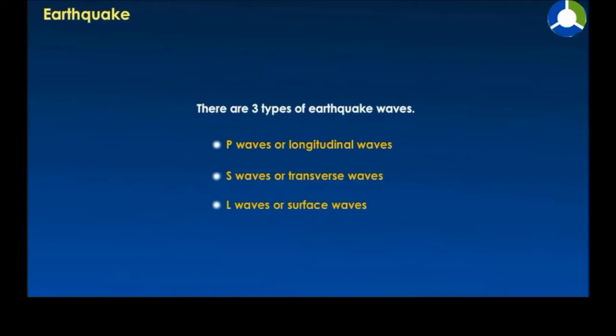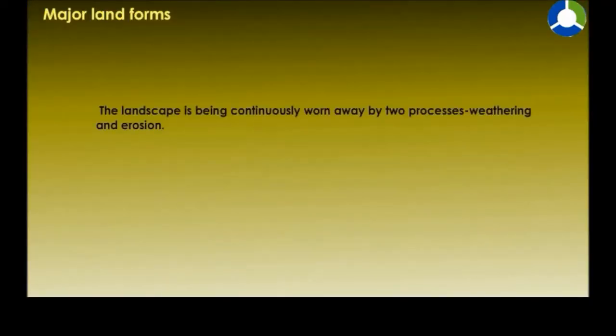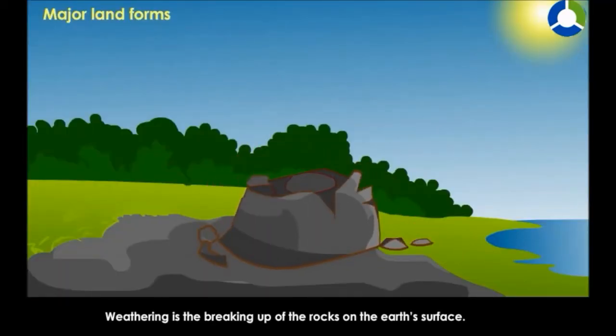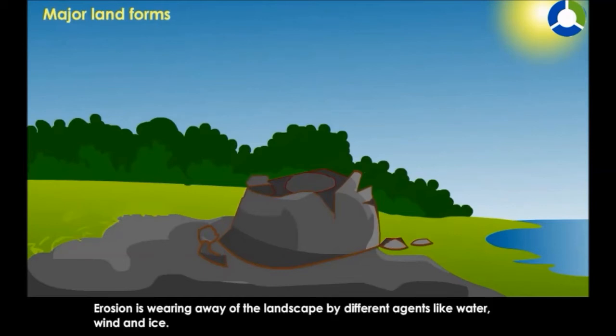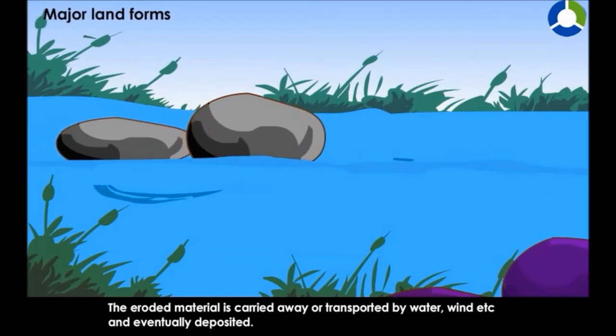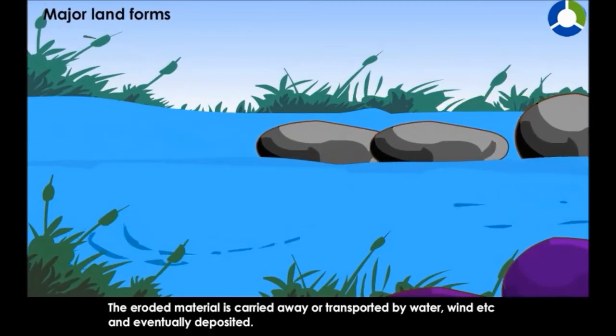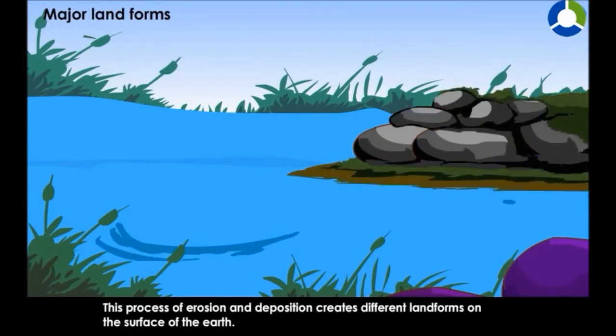Landforms. The landscape is being continuously worn away by two processes: weathering and erosion. Weathering is the breaking up of the rocks on the earth's surface. Erosion is wearing away of the landscape by different agents like water, wind, and ice. The eroded material is carried away or transported by water, wind, etc., and eventually deposited. This process of erosion and deposition creates different landforms on the surface of the earth.